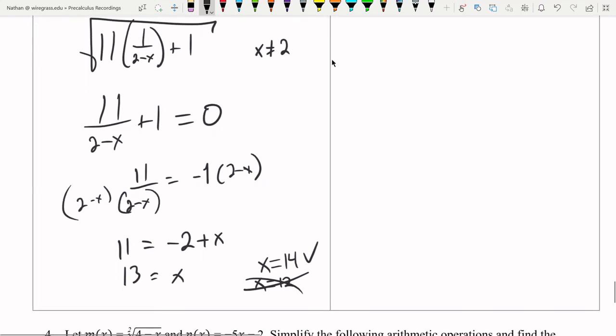And x cannot equal 2. But if x is greater than or equal to 13, already x can't equal 2. So there's no issue with that. So the domain of this function is going to be 13 on up.